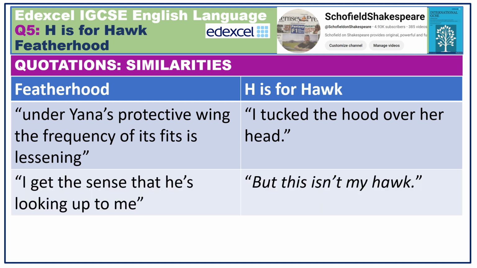Both Charlie and Helen grow very fond of their respective birds. With Charlie in Featherhood, it is a slow burner, but he has real pride in the development of the magpie by the end of the text. Similarly, Helen develops such an instinctive bond with the first hawk that she's horrified at the idea of being given a different one.